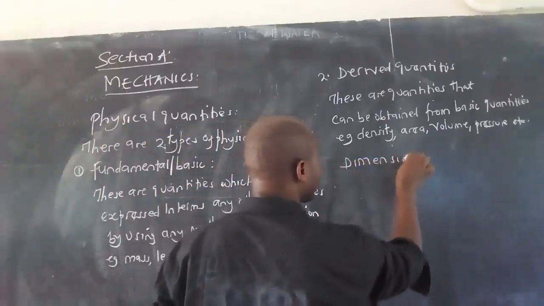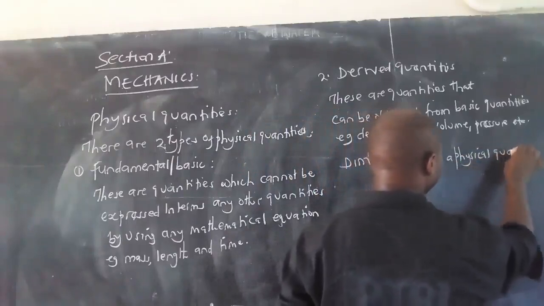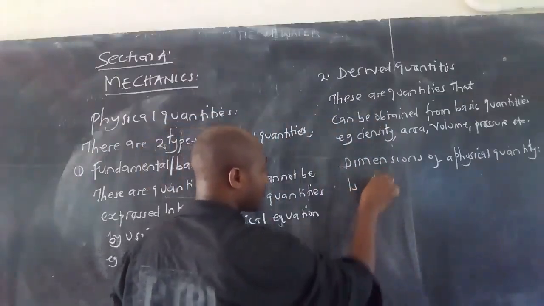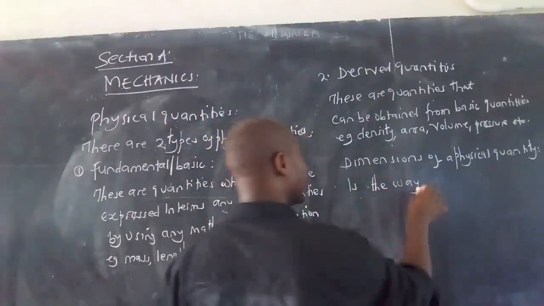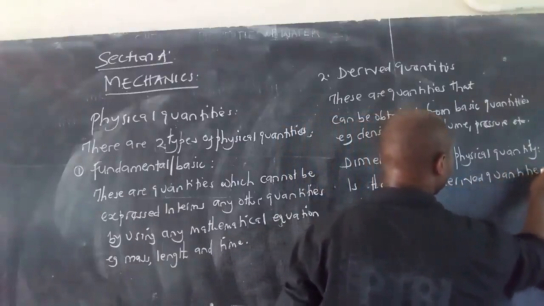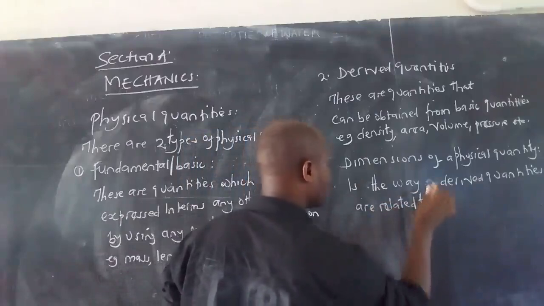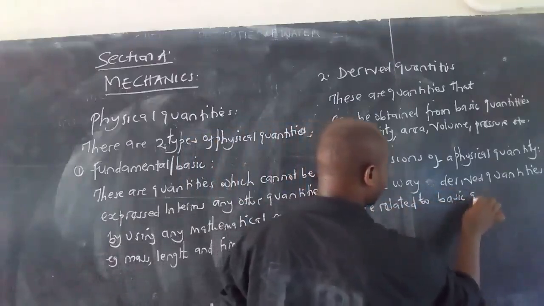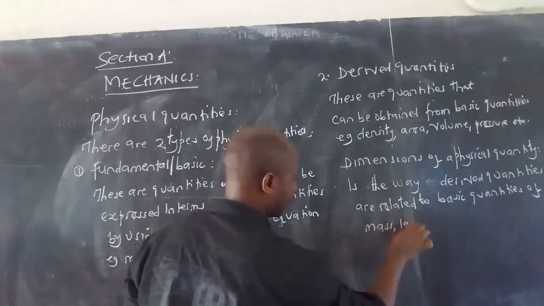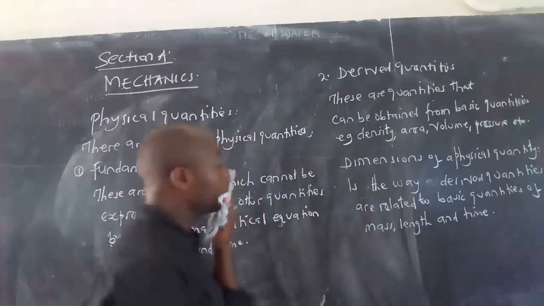Dimensions of a physical quantity. We shall say that this is the way derived quantities are related to basic quantities of mass, length, and time.